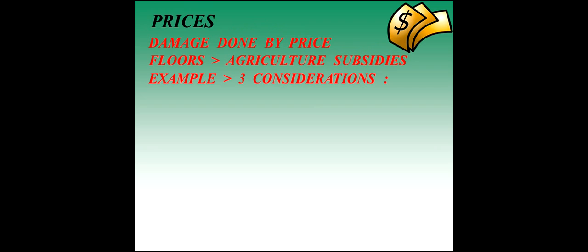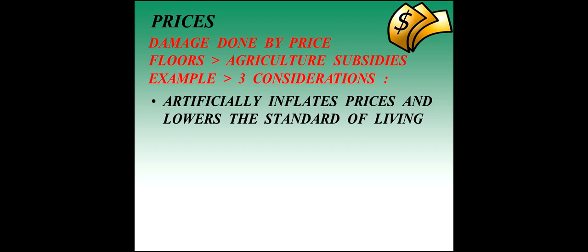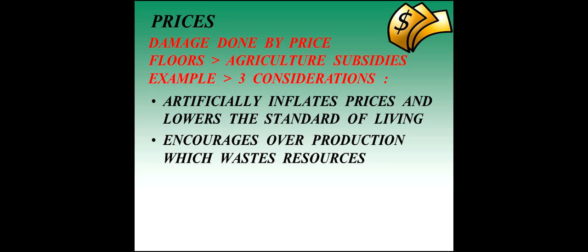Once again, let's summarize, as we did with price ceilings and our first price floor example, the minimum wage, by looking at the damage done in this case by agriculture subsidies. There are 3 damage considerations here. Subsidies clearly artificially inflate the prices for goods, and whenever prices go up, especially a fair amount, it lowers your standard of living. Secondly, agricultural subsidies certainly encourage overproduction, and overproduction wastes critical resources.